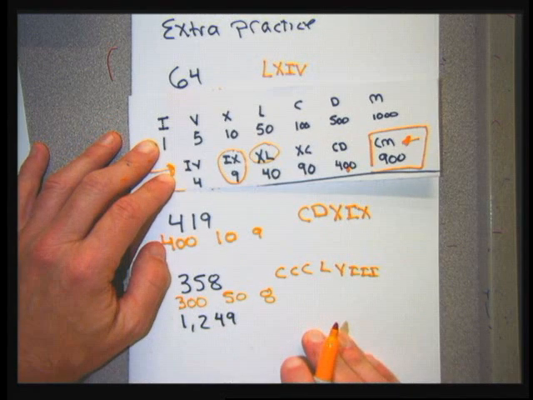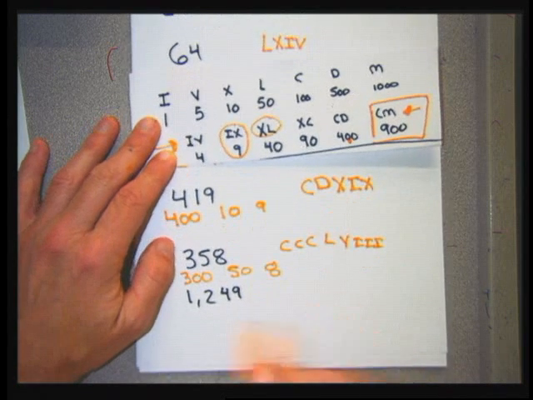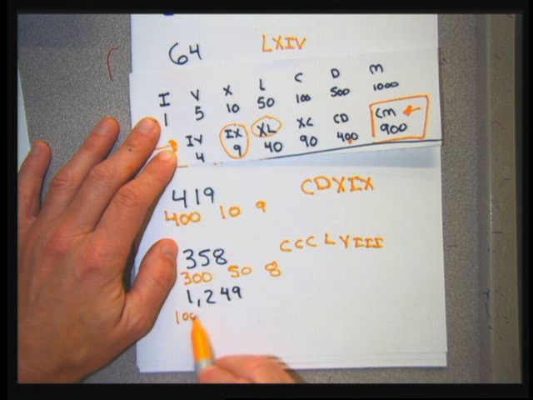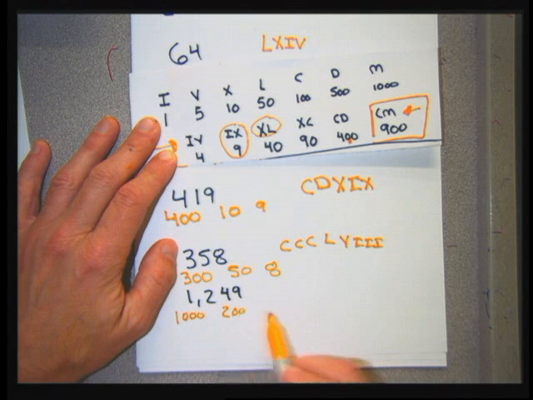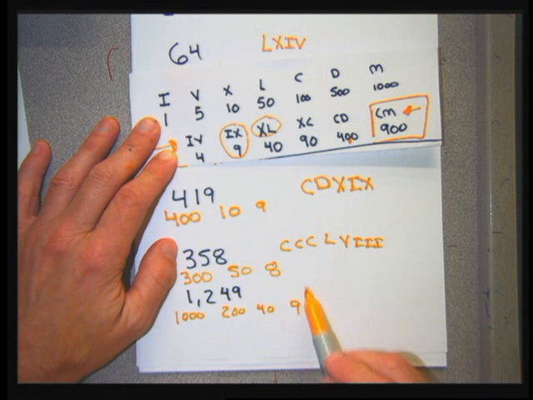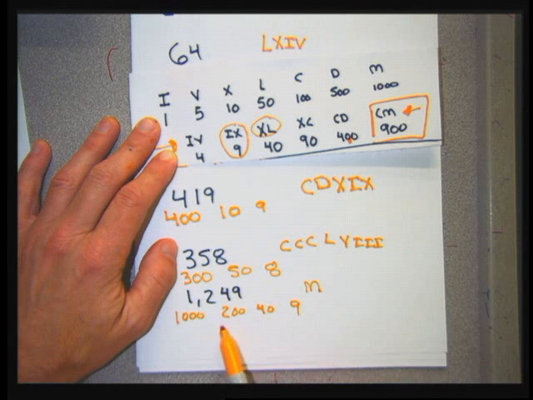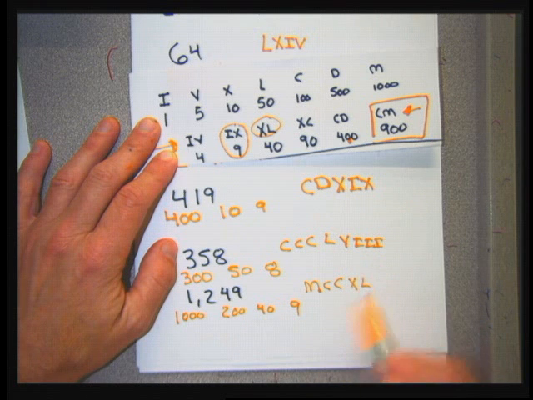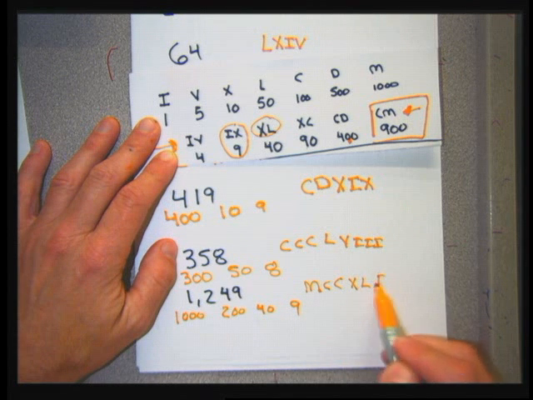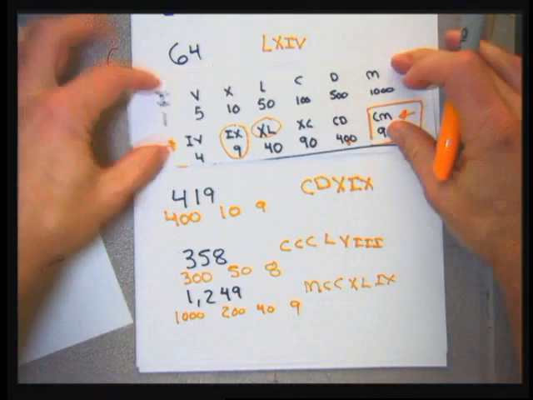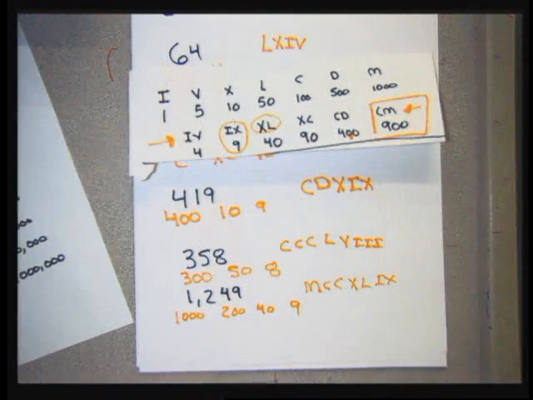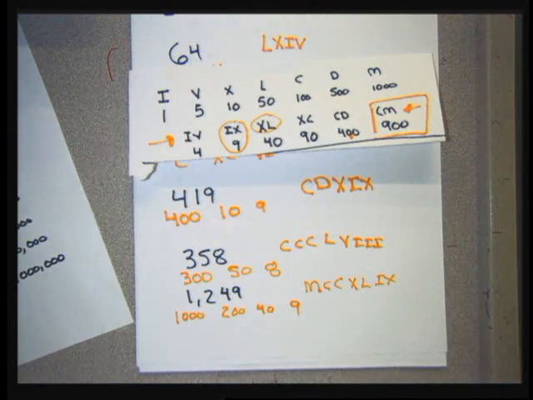And the last thing I'll do is 1,249. 1,000 is an M. 200 is a CC. 40 is an XL. And 9 is an IX. So by just having this little rubric or this little sheet in front of me, I should be able to take any number and write it into a Roman numeral.